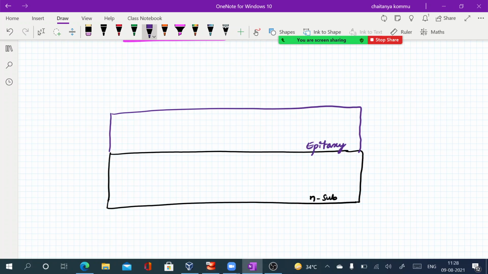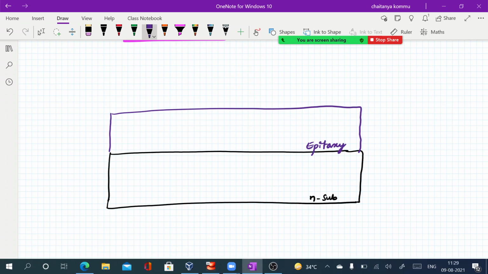What is the type of material for epitaxy? This is also n-type material. Epitaxy material is also n-type, but the dopant profile of substrate and epitaxy will be different. If the N substrate is lightly doped, the epitaxy should be moderately doped, something like that. So the doping profile difference will be there between the epitaxy and N substrate. That's what you have to remember.